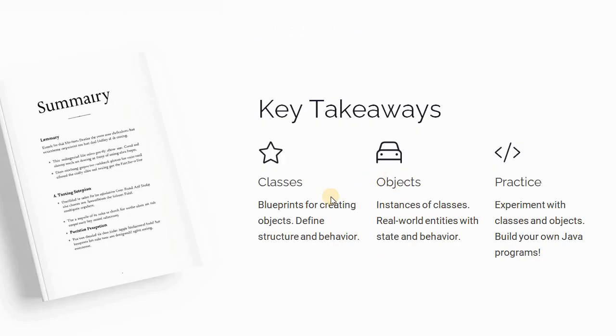So today's takeaway is this: what is a class and what is an object? A class is nothing but a blueprint of an object, which contains the structure and the behavior of the object. An object is the instance of the class which represents a real world entity with some state and behavior. In the next tutorial, we will see practically how to create an object through a class.